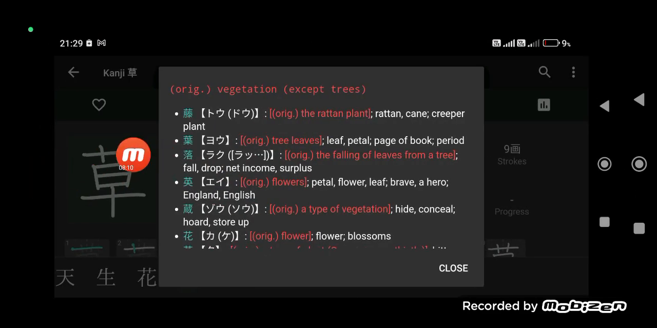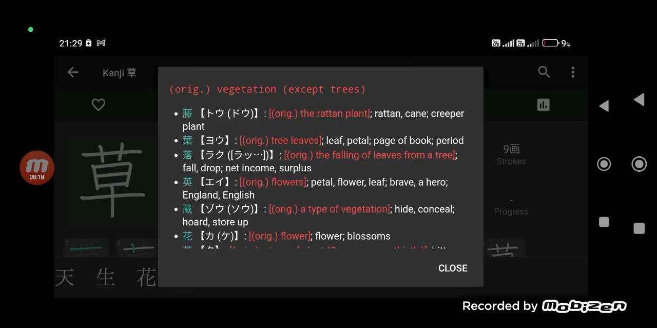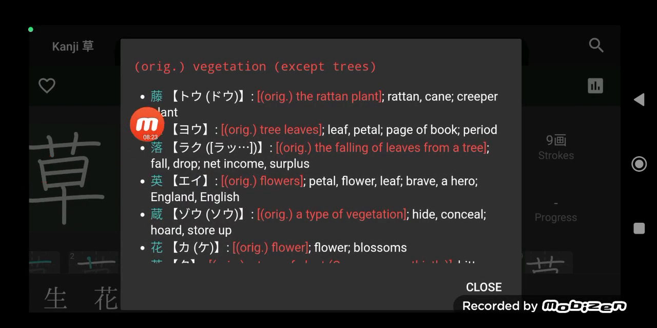Well, I will show you that this radical here affects the meaning of 106 kanji characters in the whole kanji character system, just like here. This wisteria cane plant, which can also mean rattan, and the creeper plant here, to or wisteria cane, and here yo, meaning leaf, petal, page of book, yo, and here raku.